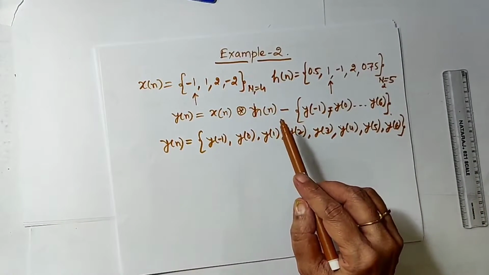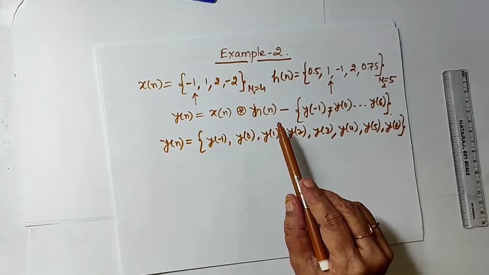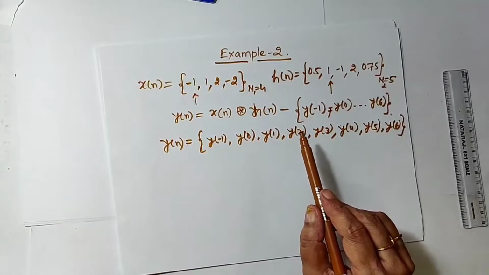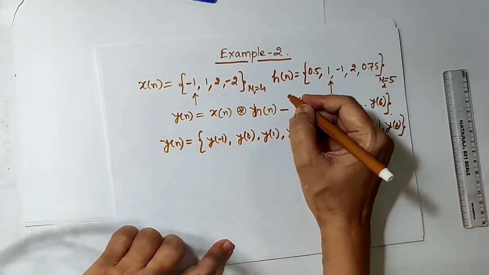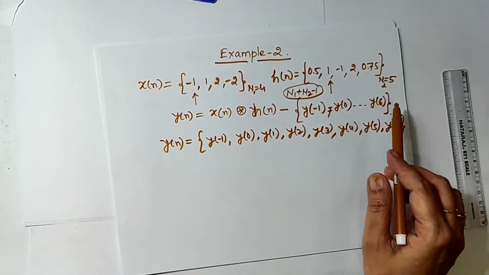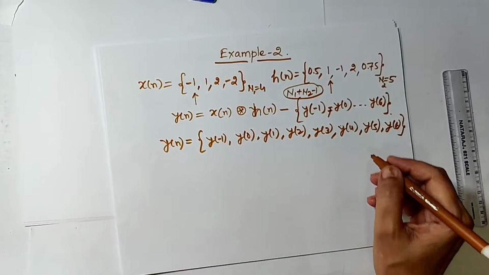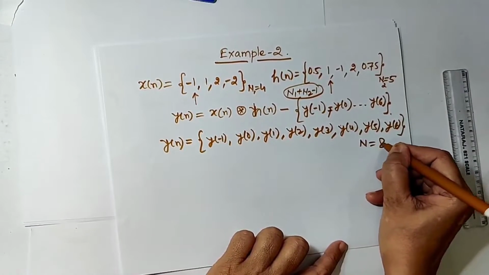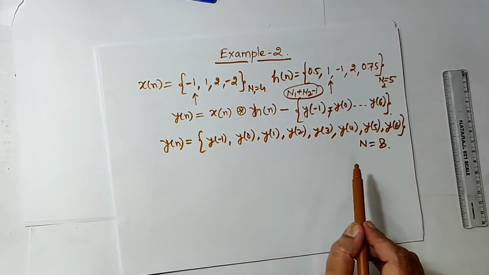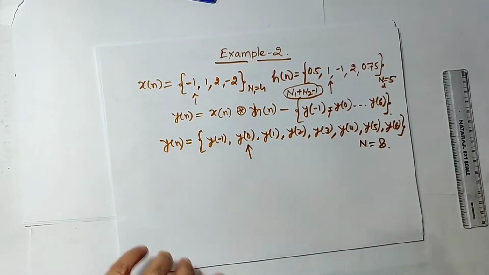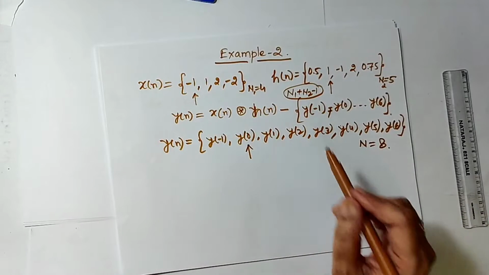See what we are going to do here. What should be the sequence length? Length should be n1 plus n2 minus 1. This should be the length. So 4 plus 4, that would be 8. So this is an 8-point DFT. Okay. So for this, how do we manage these sequences?